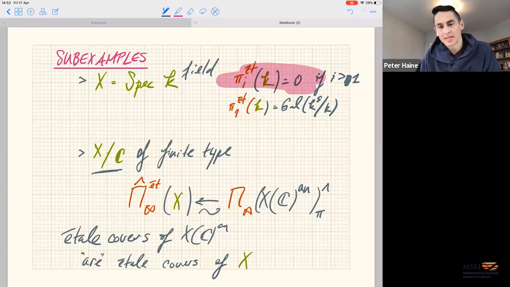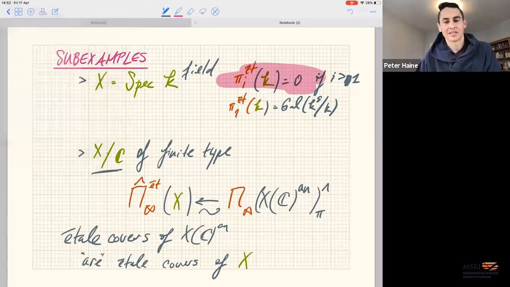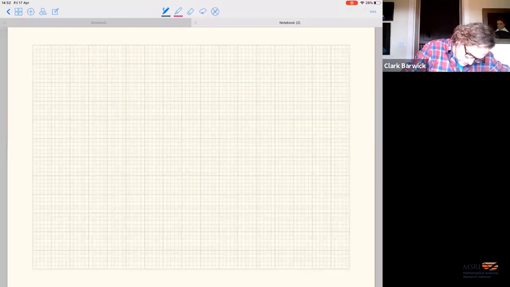Yeah, and maybe something that's less fancy than this, that's more familiar, is that there's a map from X of C to the Zariski topological space. So it goes in that direction, because the Zariski topology is coarser. Right, that's right.